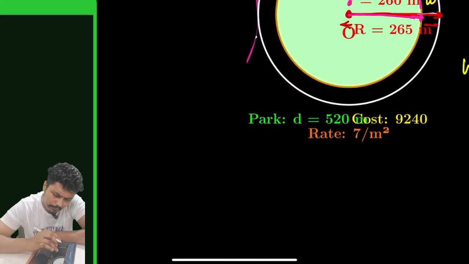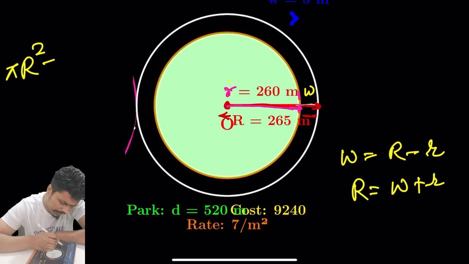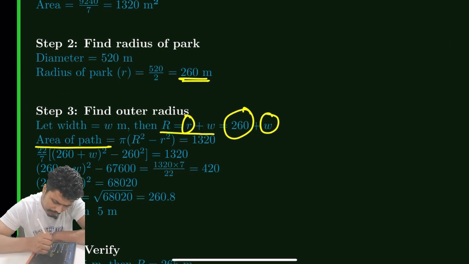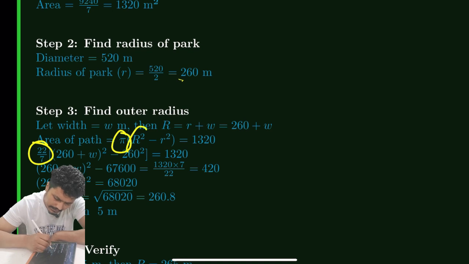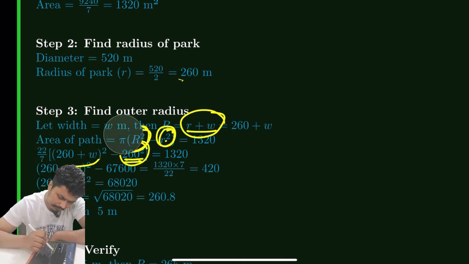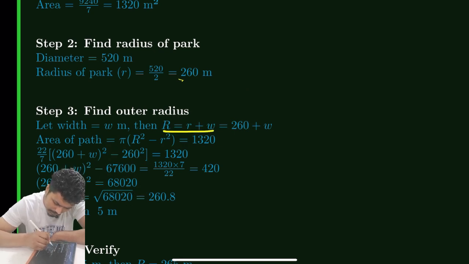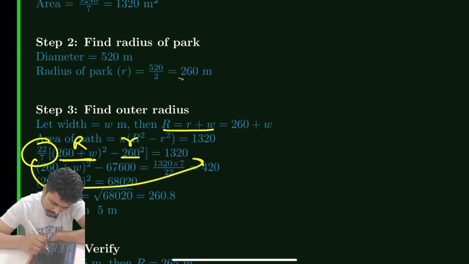Area of the path means area of this path. Area of this path will be how much? Area of the whole circle, pi R square minus pi small r square. Take pi common: pi times capital R square minus small r square. It will be equal to how much? Already calculated 1320. Now what I can do? Instead of pi, put 22 by 7. Instead of capital R, I can put R plus W whole square minus r square, where r is 260 whole square. Are you getting my point? This R plus W I am putting here, equal to 1320. 22 by 7 will go that side.